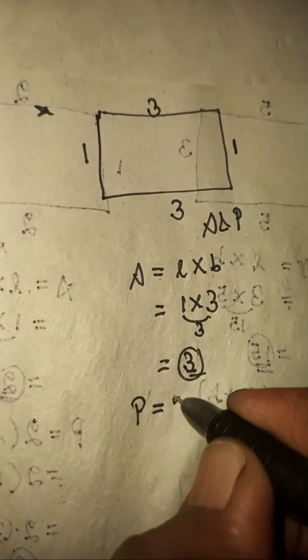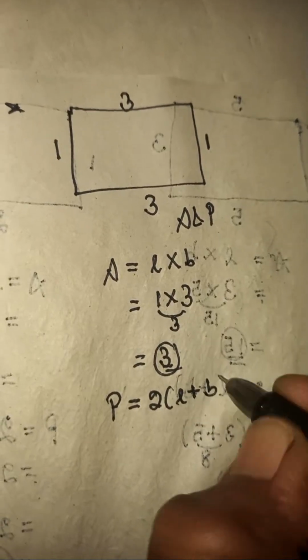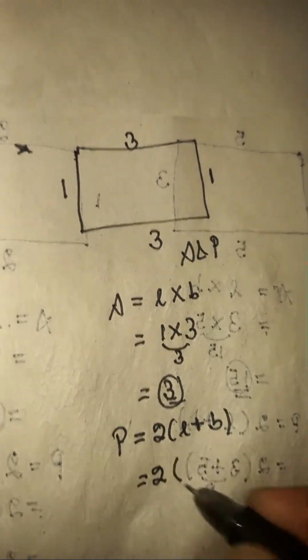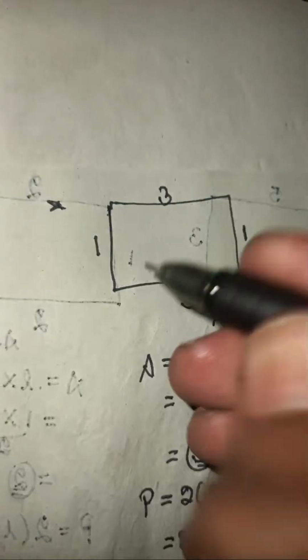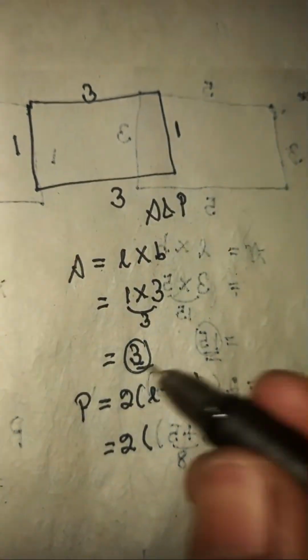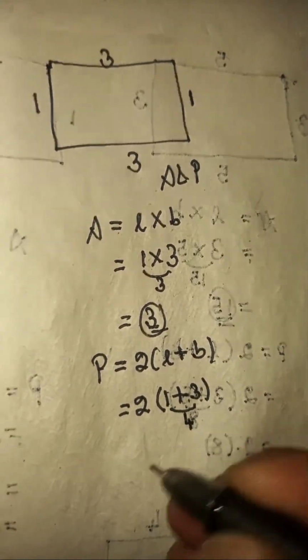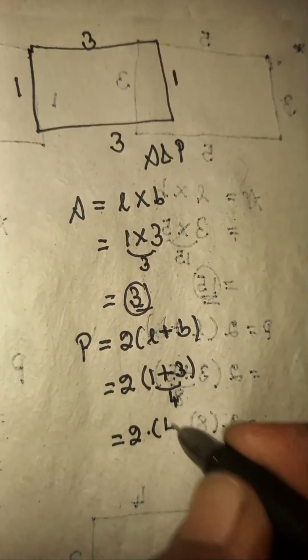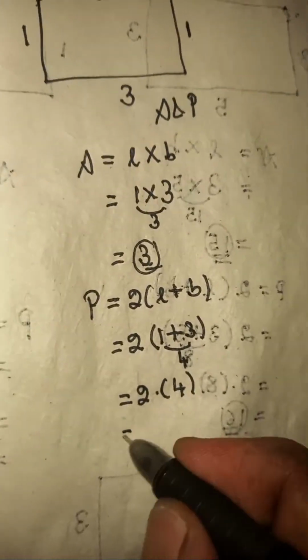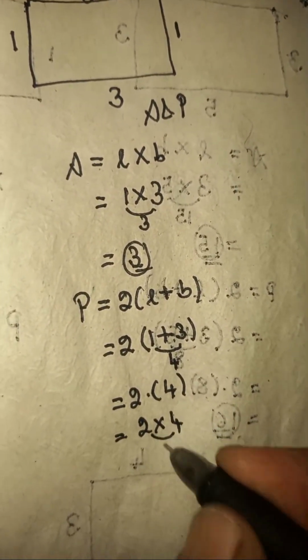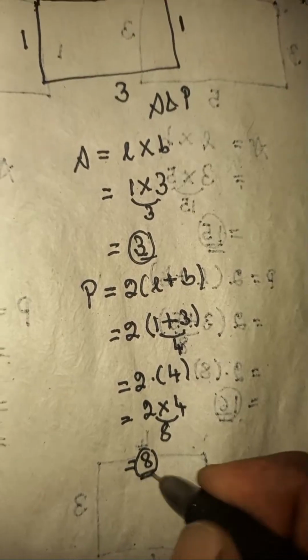And perimeter is 2 times length plus breadth. That is 2 times, where length is the same 1 and breadth is the same 3. You need to add that, 1 plus 3. 1 plus 3 is 4, that is 2 times 4. If you get confused, you can write it as 2 times 4, that is going to become 8 units.